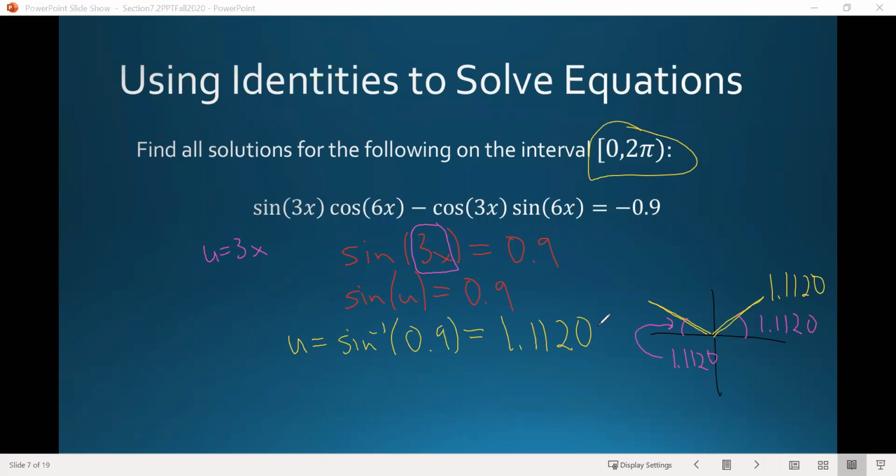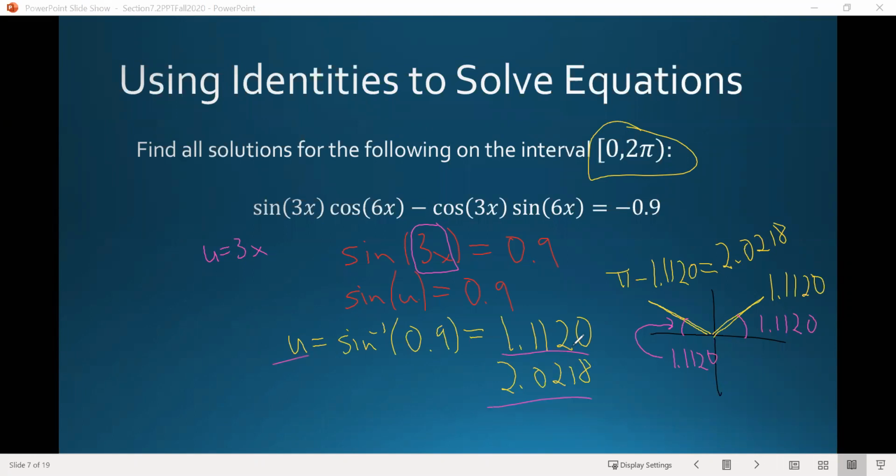To find this angle in the second quadrant, since it's 1.1120 radians back from pi, we can do pi minus that to find the second answer, which gives us 2.0218. So now we have our two answers for U.